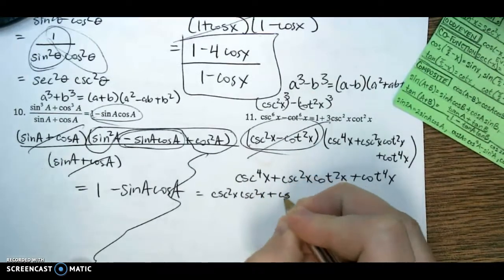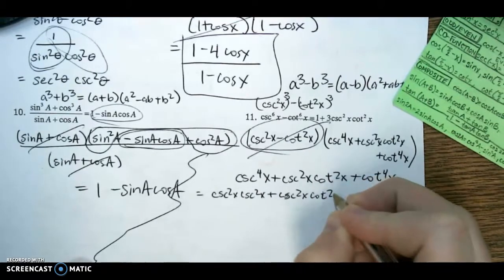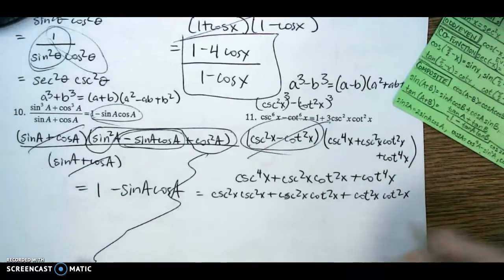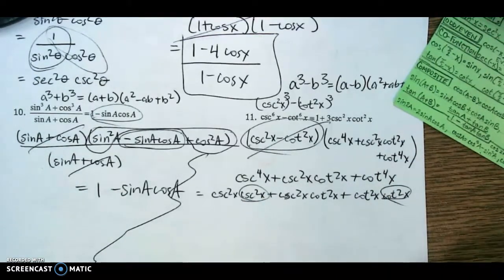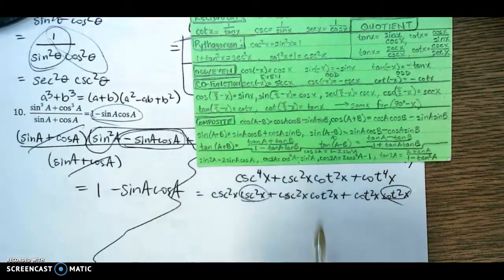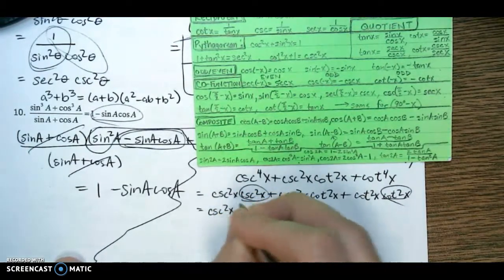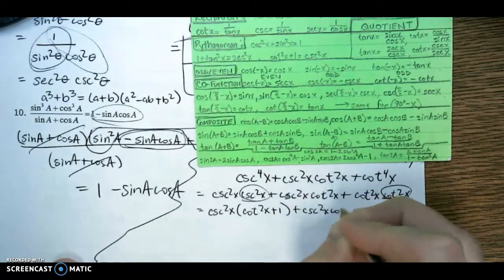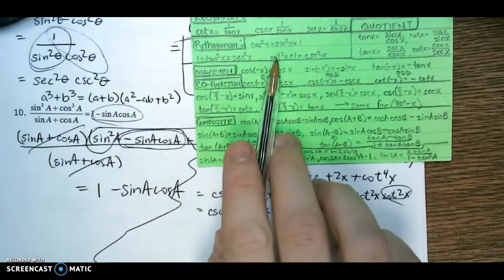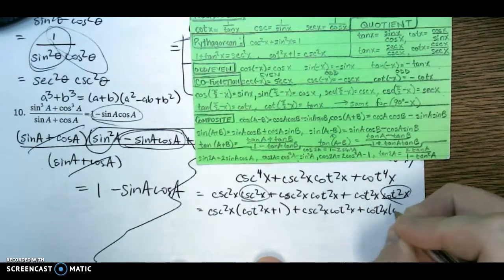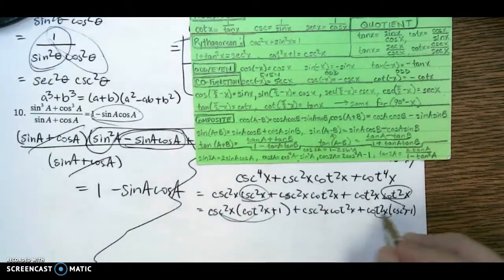Leave this middle term alone. Take cotangent to the fourth and make it cotangent squared, and then fill in your Pythagorean properties for these. So I've got cosecant squared is cotangent squared plus 1. Cotangent squared plus 1. Then you've got this cotangent squared here, if I subtract 1, is cosecant squared minus 1. And then you're going to distribute into those parentheses.